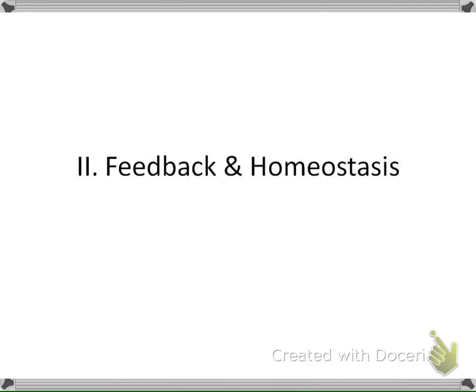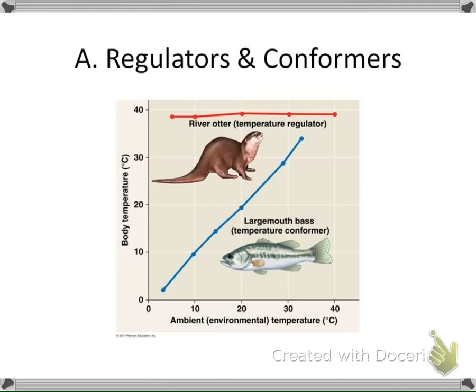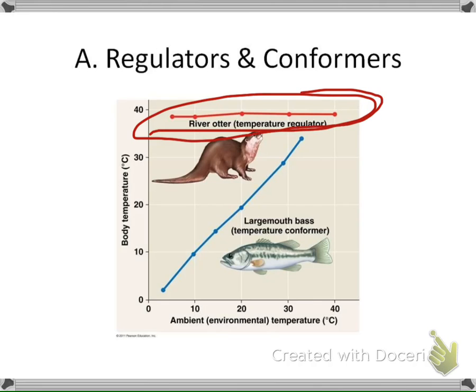All right, this is still in chapter 40, feedback and homeostasis. So animals can be put in two categories, either regulators or conformers. Regulators use internal mechanisms to control internal change in the face of external fluctuation. So you're going to have a more consistent temperature. In this case, it can be other factors instead of temperature.